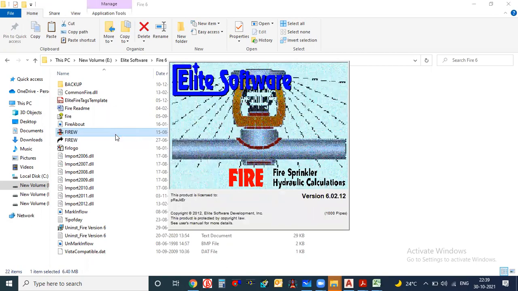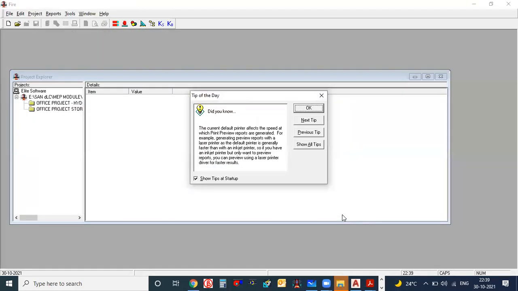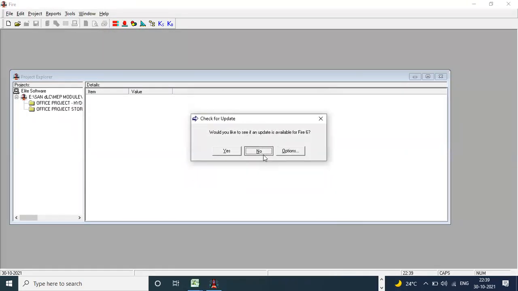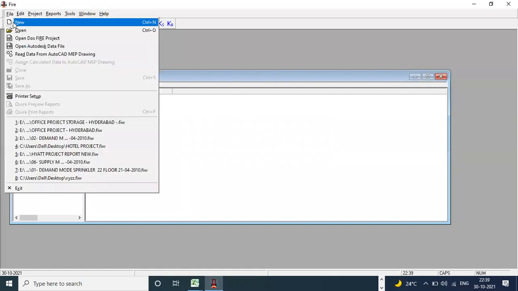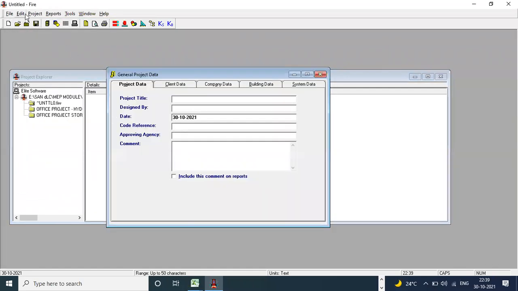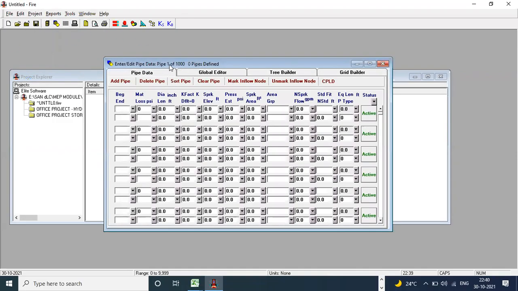This is the software, and here it should be written 1000 pipes. If it is not written 1000 pipe, it means something is not good. You have to change the calculation, change the file actually. If you go in the enter or edit pipe data, here it should be written 1000 pipes, because 1000 pipes is very much actually. Just imagine, 1000 pipe means up to 999 nodes you can do calculation, starting from node number 1 to 2, up to 999 nodes.